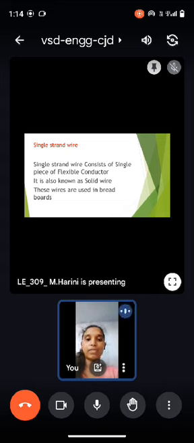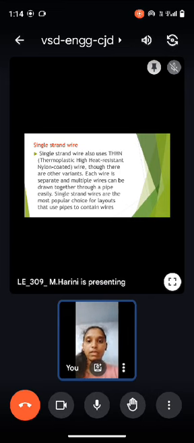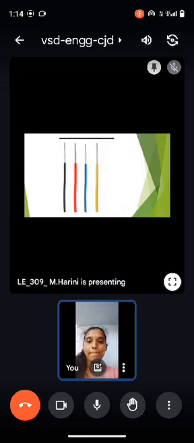Single strand wire. Single strand wire consists of a single piece of flexible conductor. It is also known as solid wire. These wires are used in breadboards. Single strand wires also use thermoplastic high heat resistant nylon coated wire, though there are other variants. Single strand wires are the most popular choice for layouts that use pipes to contain wires. This figure shows the wire.